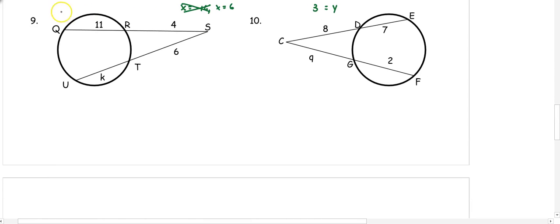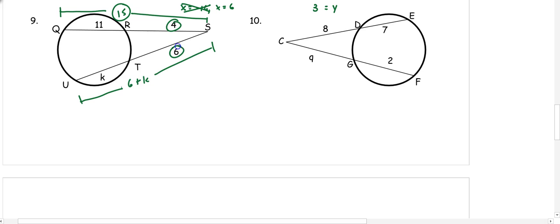In number 9, the top secant, when we add those pieces together, 11 plus 4 is 15. And in the bottom, when we add them together, 6 plus k gets us 6 plus k. So remember, we're going to do the whole secant times the outside. So we have 15 times 4 equals 6 times 6 plus k. So we get 60 equals 36 plus 6k. We can subtract 36 from both sides to get 24. And when we divide, k is 4.